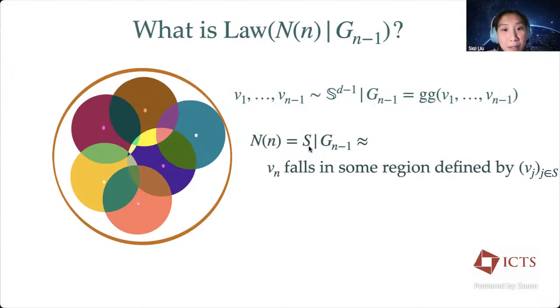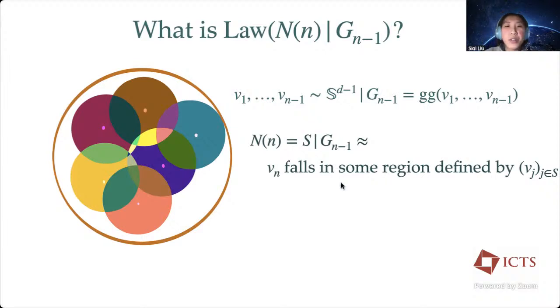Let's call it S. And this shape's relation with S is just that this shape is equal to the intersection of all the sphere caps of those vertices inside S, and the complement of the sphere caps for all those vertices that are not inside S. That is to say, when I sample Vn, if it falls in that shape, its neighbor will be exactly equal to S.